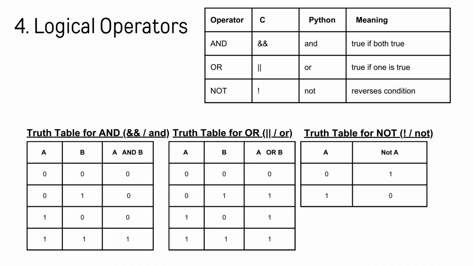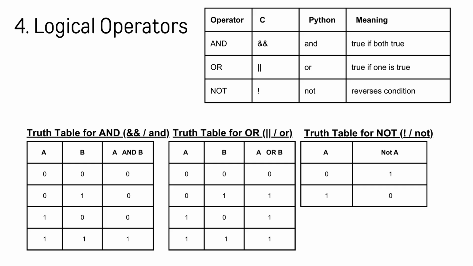There are three logical operators: and, or, and not. If we write and, or, not in C, we will use some symbols there. And if we write and, or, not in Python, we will write them in small letters. So let's see how and, or, not work.